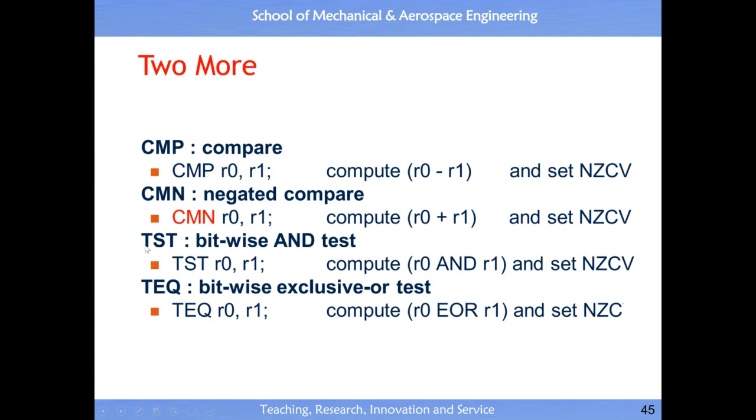Then we have this TST. TST is for you to do the bitwise AND operation. But the TEQ basically is for you to do bitwise exclusive OR. So you have these four instructions to choose from in order to produce a condition. Then what kinds of condition do you need? That depends on your application. So the Cortex M4 microcontroller just offers you these four instructions to produce your intended condition.